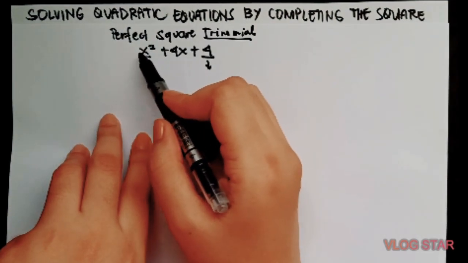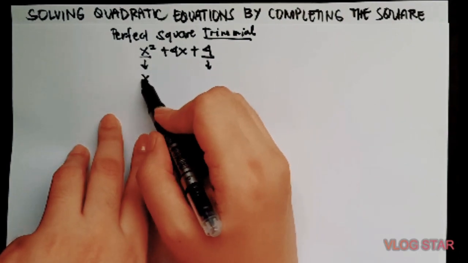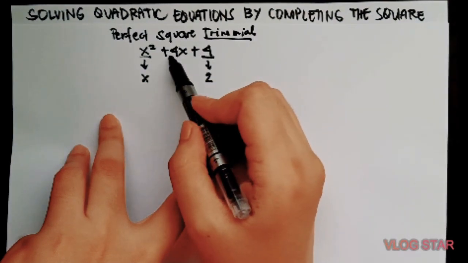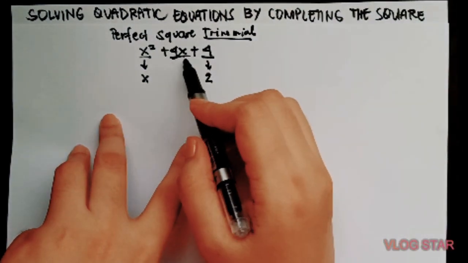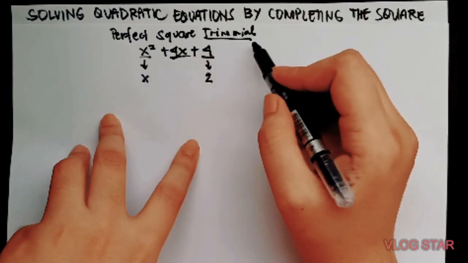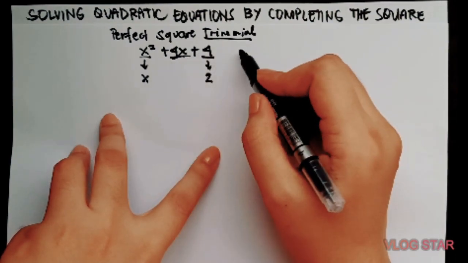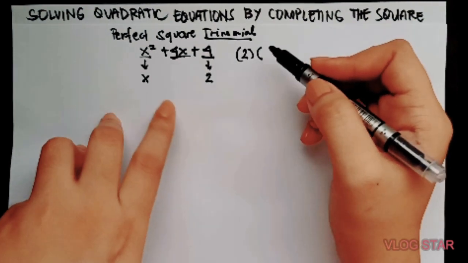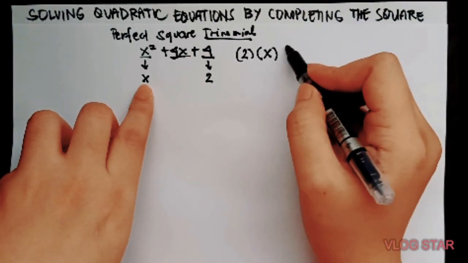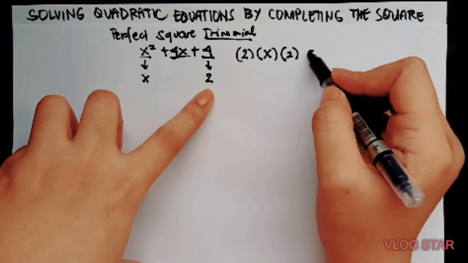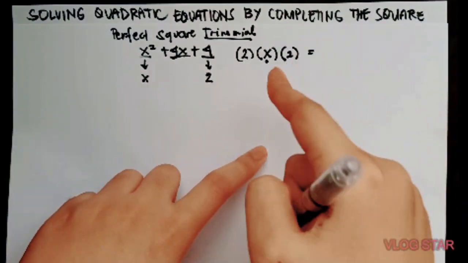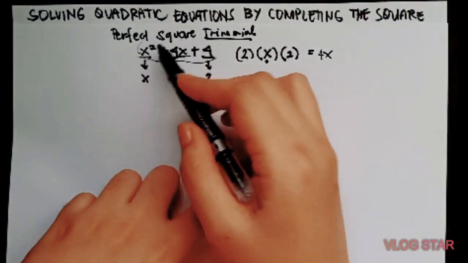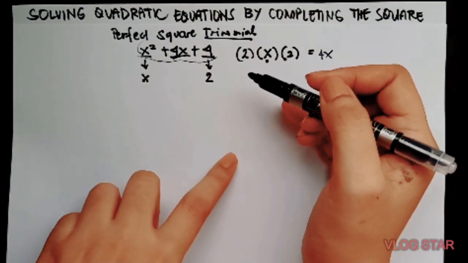Let's say if we're going to get the square root of x squared, that is x, and the square root of 4 is 2. And to get 4x, so how come this is 4x? It became 4x because the second term of a perfect square trinomial is twice, or 2 times, the square root of the first term times the square root of the third term. So 2 times x is 2x. 2x times 2, that is 4x. And that is why this is a perfect square trinomial.